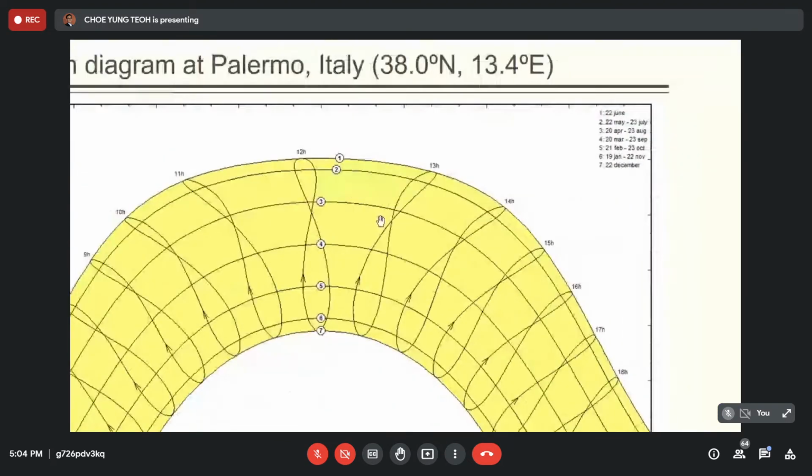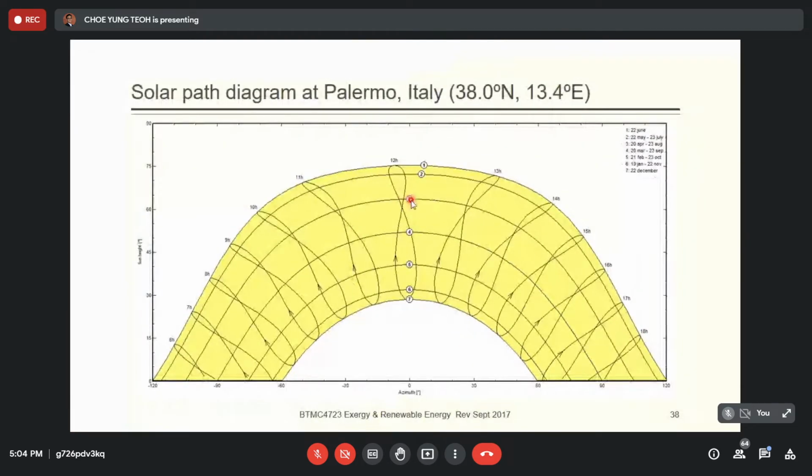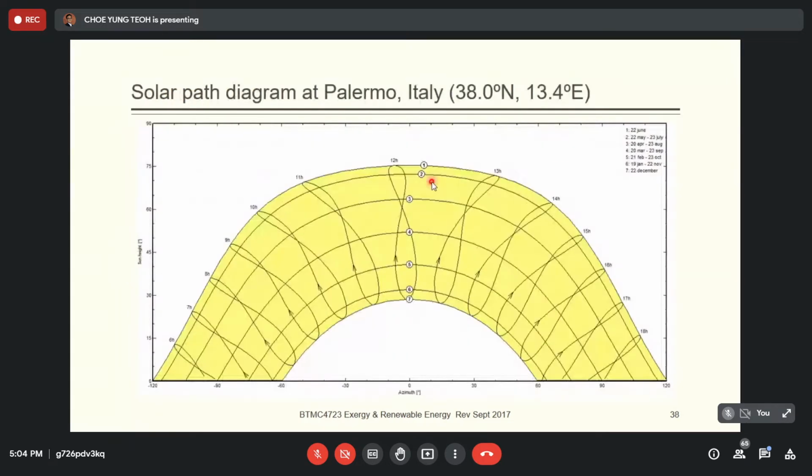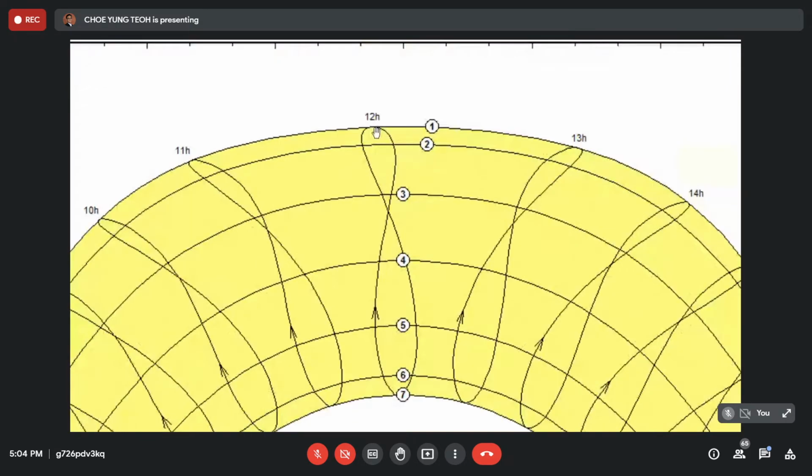Okay, so if line 3, then we come back to this graph, line 3, almost the middle of the graph. So the question asks, what is the azimuth angle at 12 p.m. local time? Okay, so from here we know that we're talking about April first. April is on line 3. And then we know that 12 p.m. local time is here. Let's see, 12H. Okay, and then I want to know at 12 p.m. what is the azimuth angle.